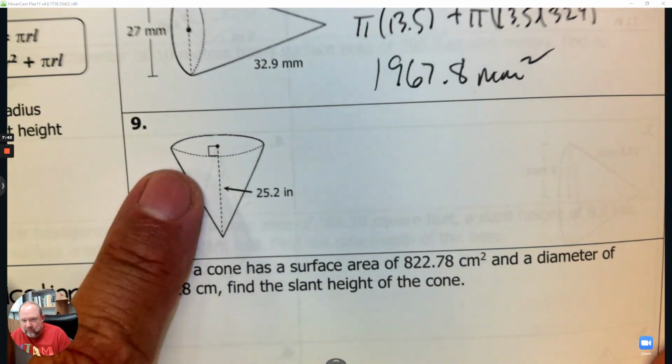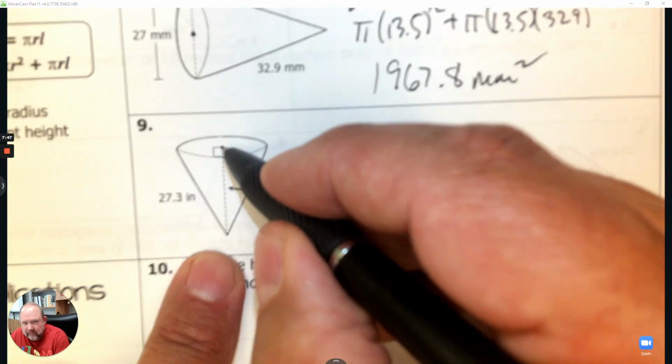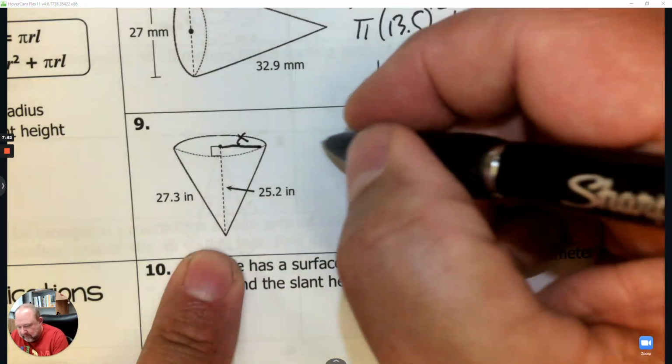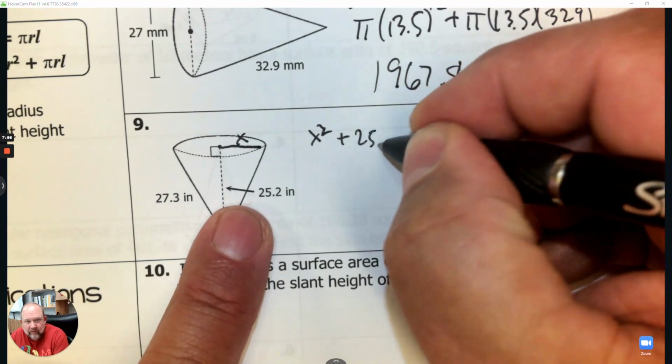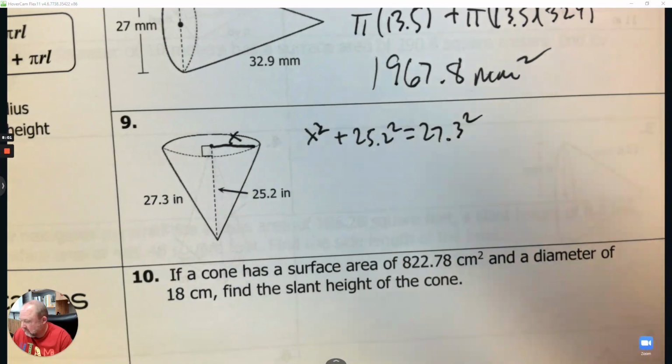All right, we have a cone. We don't know the radius. So to find this radius, I'm going to have to solve it using the Pythagorean theorem. So that's x squared plus 25.2 squared equals, this is the hypotenuse, 27.3 squared, and then I'm going to solve it.